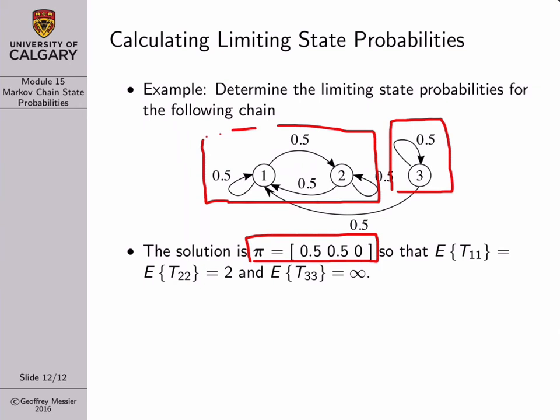And this is the nice thing about having the ability to look at a Markov chain and see which states are transient and which states are recurrent, because it does allow you to check your work a little bit when you're calculating the limiting state probabilities. And so this means that the average time to return to state 1 after leaving it is equal to the average time it takes to return to state 2 after leaving it, which is 2 time steps. And of course, the mean time for recurrence for the third state is infinity.